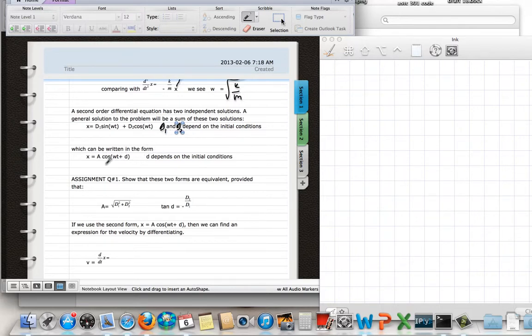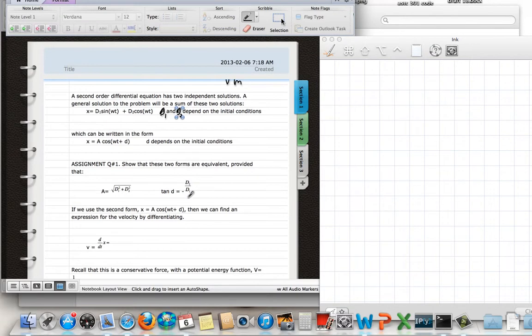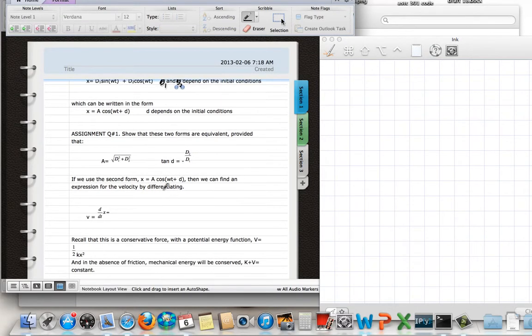This can also be written in the form a cosine omega t plus delta, and you have an assignment to show that these two forms are equivalent, provided that the amplitude and the initial phase angle are given by these two expressions. Now we'll work with this second form.